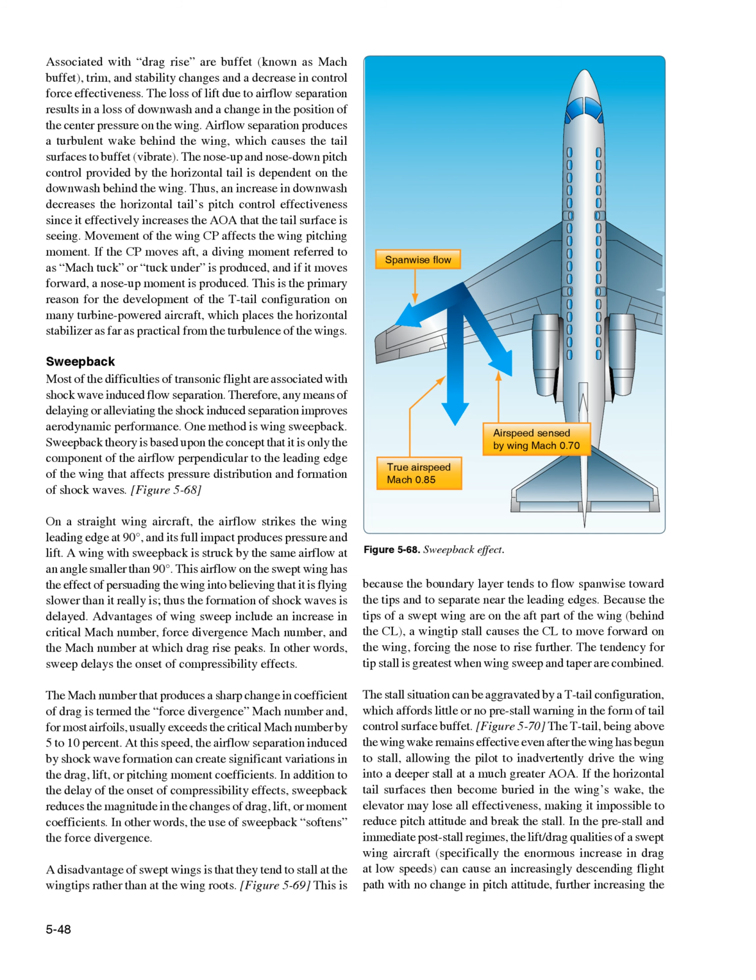Associated with drag rise are buffet, known as Mach buffet, trim, and stability changes and a decrease in control force effectiveness. The loss of lift due to airflow separation results in a loss of downwash and a change in the position of the center of pressure on the wing. Airflow separation produces a turbulent wake behind the wing, which causes the tail surfaces to buffet, vibrate. The nose up and nose down pitch control provided by the horizontal tail is dependent on the downwash behind the wing. Thus, an increase in downwash decreases the horizontal tail's pitch control effectiveness since it effectively increases the AOA that the tail surface is seeing.